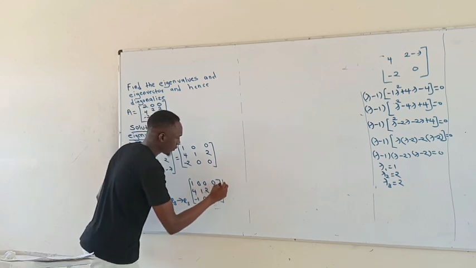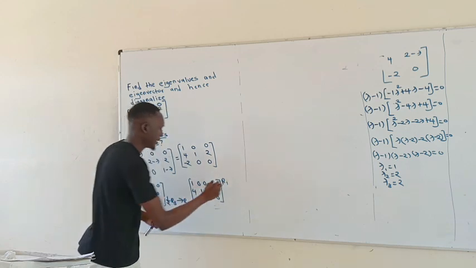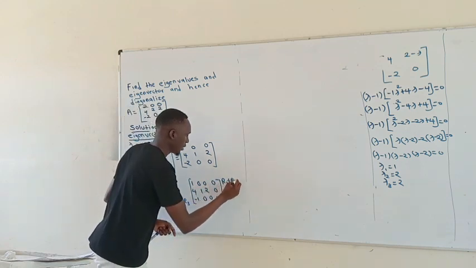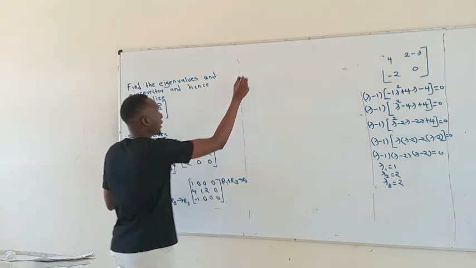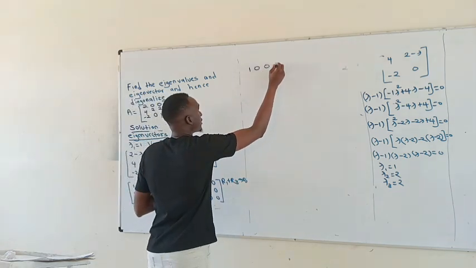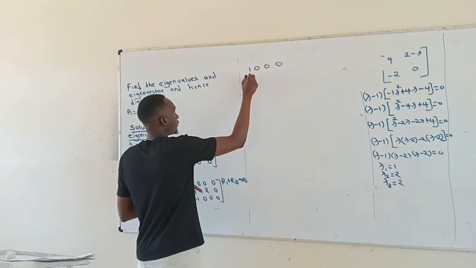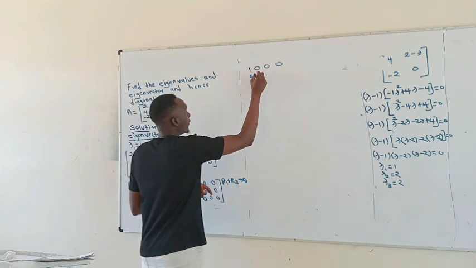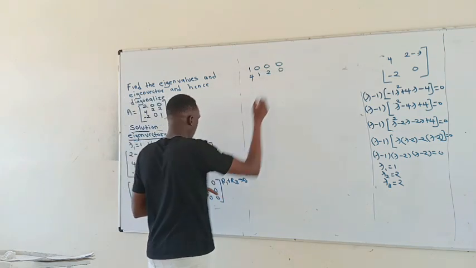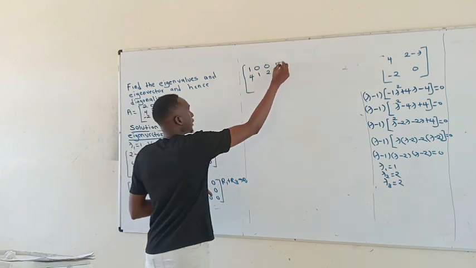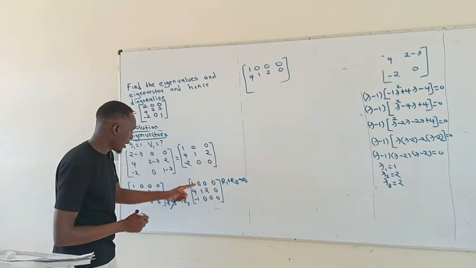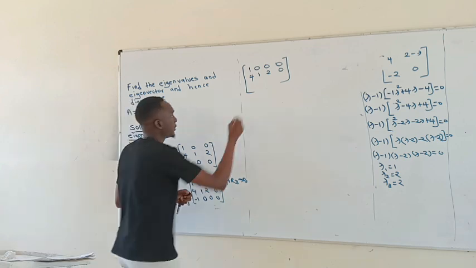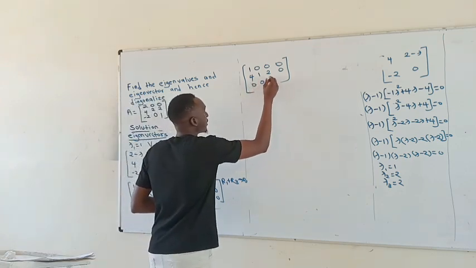Let's have row 1 plus row 3 and our answer to row 3. We maintain row 1, 1, 0, 0, 0. We maintain row 2, 4, 1, 2, 0. And remember we have row 1 plus row 3 in row 3. So 1 plus minus 1 is 0 and the others are 0, 0.